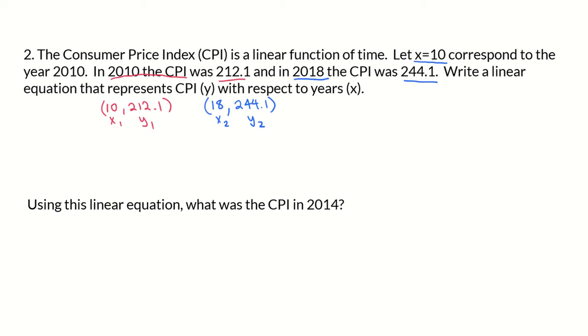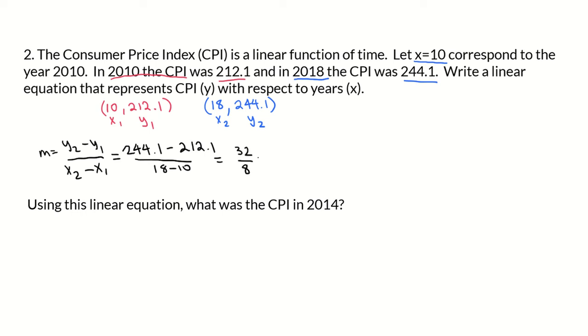So to write a linear equation, first we need the slope. So that is (y2 minus y1) over (x2 minus x1), which would be (244.1 minus 212.1) over (18 minus 10). In the numerator, that's 32 divided by 8. So that means our slope is 4.